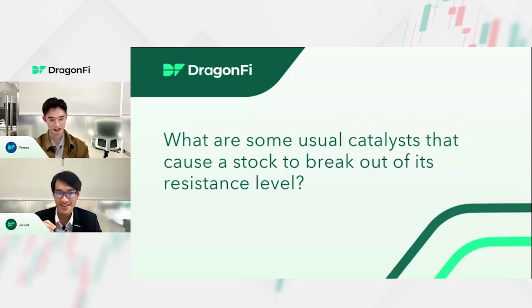The water rates, di ba? Yeah. Once the MWSS announced na they're gonna increase water rates till 2027, you saw na MWC broke out of resistance, di ba? So that was the catalyst, right? Yeah, so you have company-specific catalysts, and then you have the macro level catalysts. For example, interest rates.